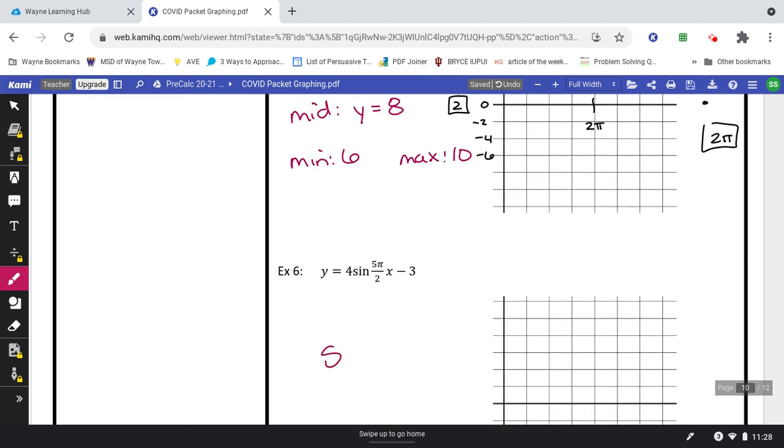We are also going to skip example 6. So hopefully those 4 problems helped you enough. If you have any questions, let me know.